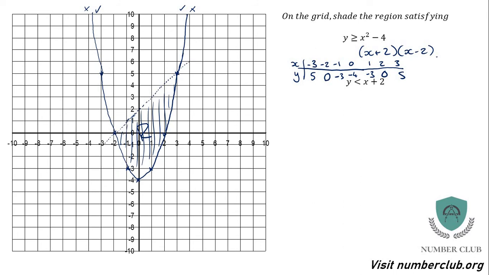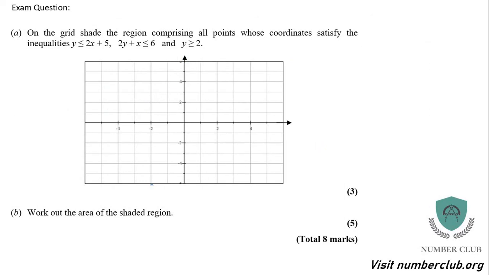Nice and easy. It's not much more scary, the fact that you've got quadratics involved. All right, here's an exam question on it. On the grid, shade the region comprising all points whose coordinates satisfy the inequalities. So we've got y is going to equal 2x plus 5.